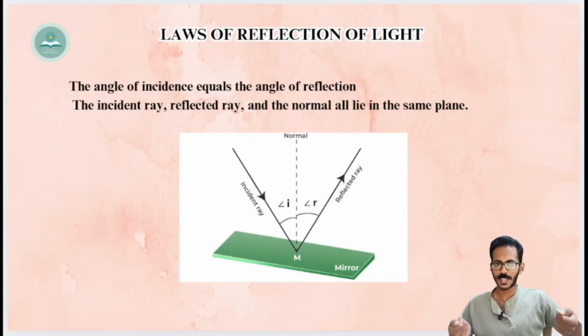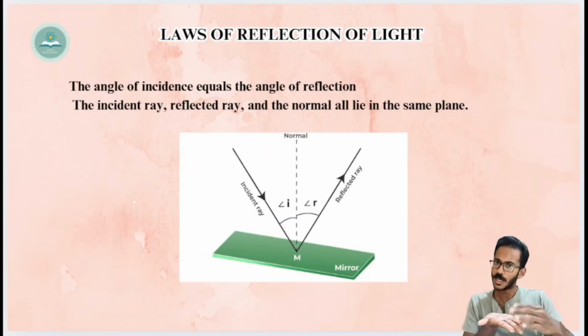And suppose you are using a laser torch, you'll be able to see the path on your table. Suppose you have a cardboard sheet there, and you're able to see the ray which is going and the ray which is coming. The normal is something which is there in our imagination. And suppose you bend that cardboard piece down, that time you won't be able to see the ray. It is because everything is lying on the same plane, like a sheet of paper. If you bend that paper, you can't see it.